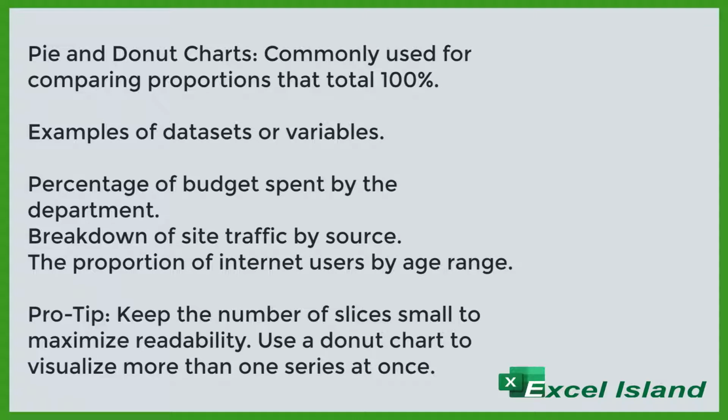Example data sets you can use with this chart type are the percentage of budget spent by department, the breakdown of site traffic by sources, and the proportion of internet users by age range. One pro tip here is to keep the number of slices small to maximize readability. You can also use a donut chart to visualize more than one series at once, and I'm going to show you how to do that. So let's jump into Microsoft Excel and have a demo.